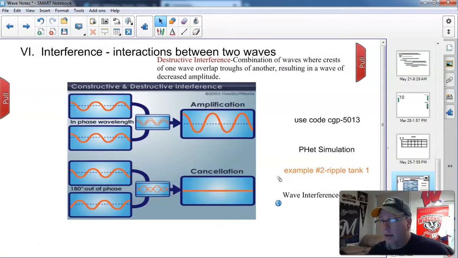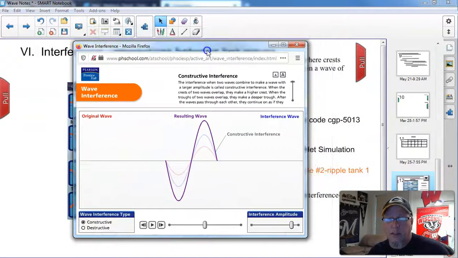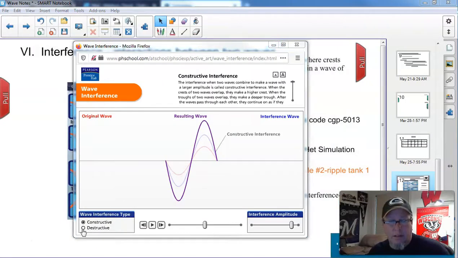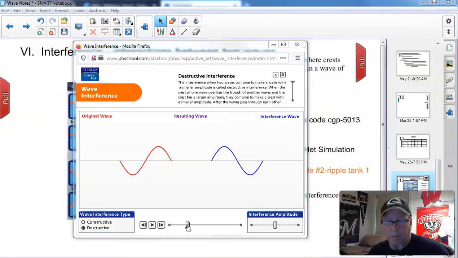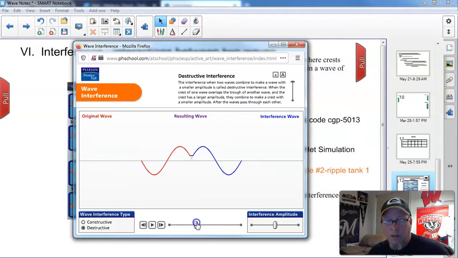out. Again, I'm going to go back to this little simulation that I have right here and click on the destructive button. In this case, if you notice, we have a crest that's going to line up with the trough. And we have the crest here that's going to line up with the trough. So when those two waves come together and line up perfectly, where the crest is over the trough, you get destructive interference.